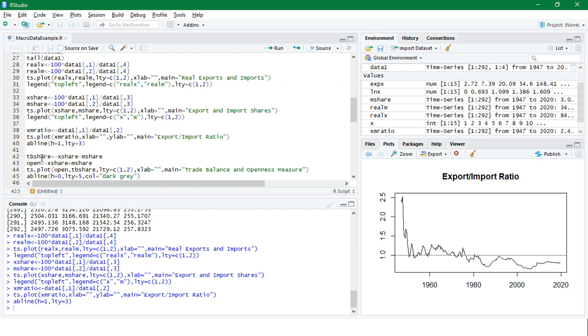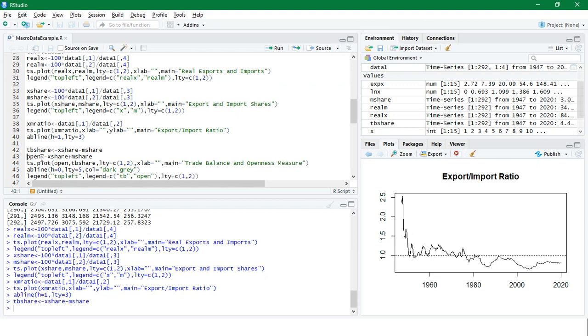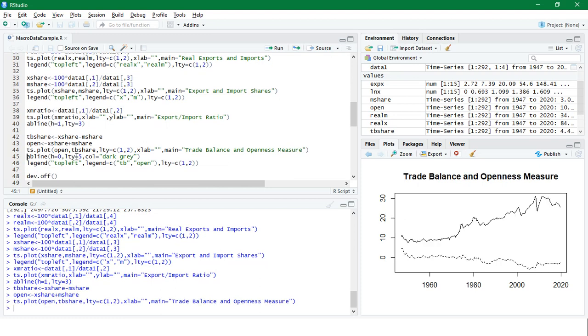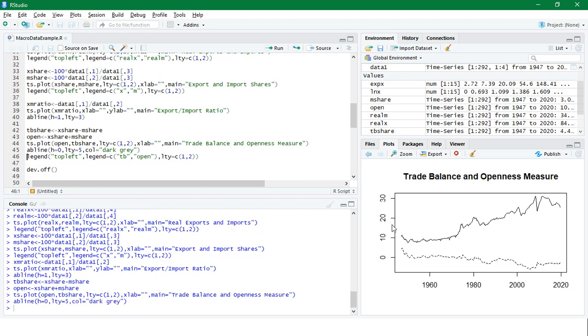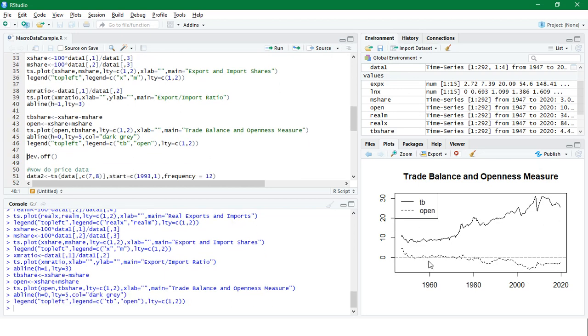Right. So make trade balance share. And the other thing I'm going to make is the openness, exports plus import share. I just happen to plot them together just to save a graph. But you can see here that I've got my line here showing the trade deficit that I had before. But now this is in shares of GDP, rather than as a ratio.